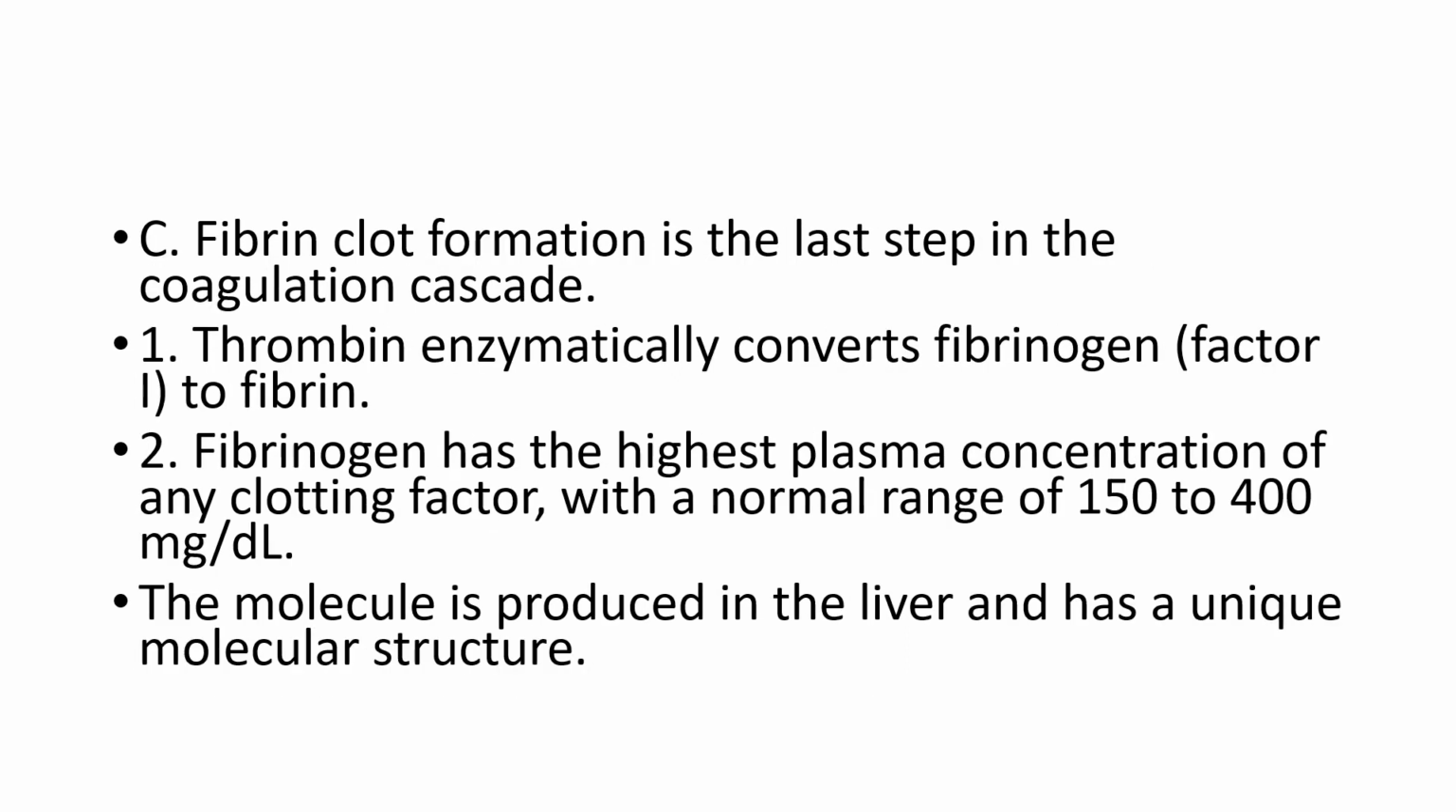The last stage in the formation of a blood clot is fibrin clot formation. The one responsible for this is thrombin. Thrombin can convert fibrinogen to become fibrin. This fibrinogen is found at a concentration in plasma of about 150 to 400 milligrams per deciliter, and it's produced by the liver, and it has a very unique molecular structure. I'm going to show you the molecular structure later on.